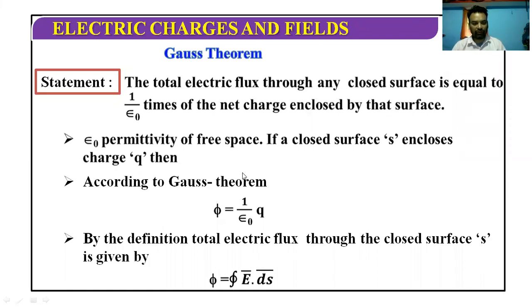But if there was a distribution of charges, at 2 points, it was very difficult to find out the total force. That was very difficult. But with the help of Gauss theorem, we can find out the electric field at a point due to a distribution of charges. So electric field we can find out with the help of Gauss theorem.